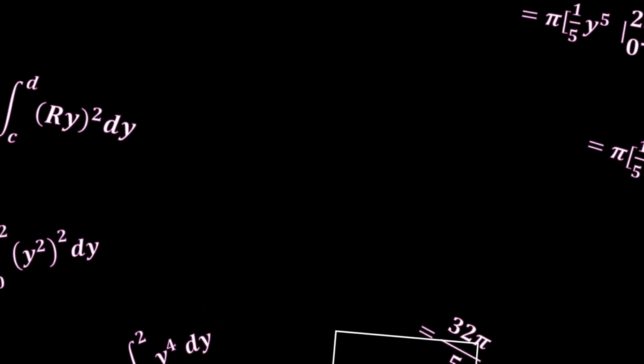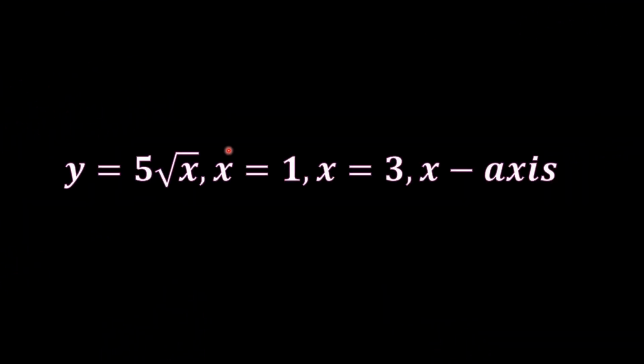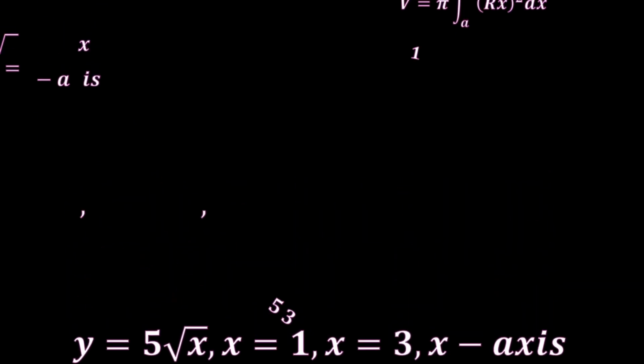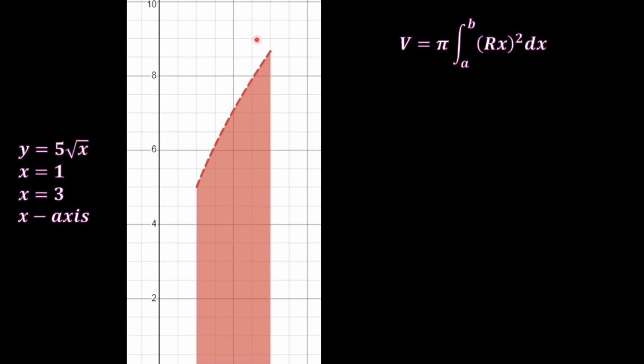Let's try something different. Say you are given this bound: y is equal to 5 times the square root of x, x is equal to 1, x is equal to 3, and the x-axis. And we will be solving this time revolving around the x-axis. Now what that graph is going to look like is something like this. Sorry, the image is cropped, but essentially, the limits of this x value and this x value are just 1 and 3. So sorry, you couldn't see it, but the limits are just 1 and 3.